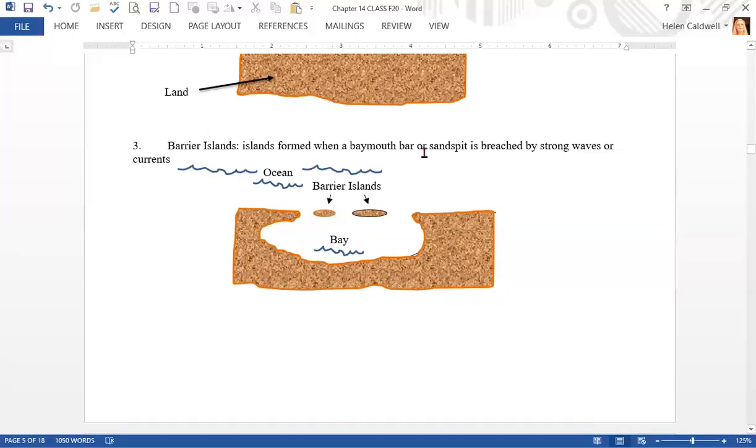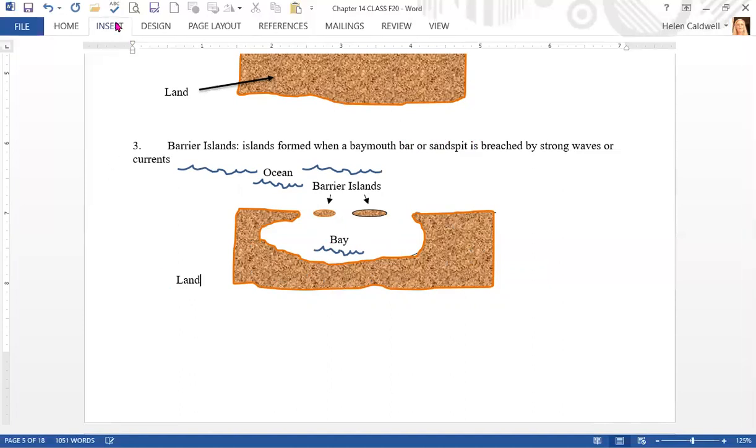It could also happen that a sand spit wasn't in place. Maybe we had completely isolated the bay to make a lagoon, and we had a bay mouth bar. If that gets broken up into pieces, again, those pieces are now barrier islands. And I see I forgot to label this the land, but you do need to do that.